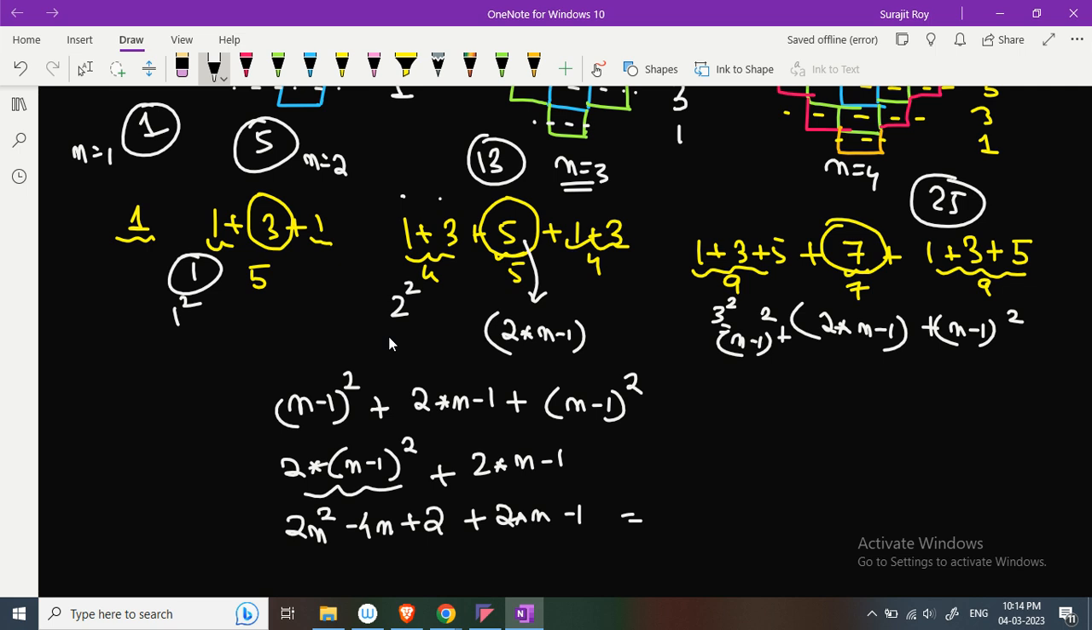This will be equal to 2n square, first will come minus 4n and plus 2n, so it will be minus 2n, plus 1. If we take 2n common from these terms, it will be equal to 2n into n minus 1 plus 1. So this will be my answer. The whole problem is reduced to this teeny formula: 2n into n minus 1 plus 1.